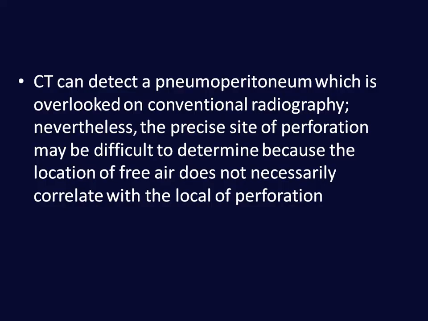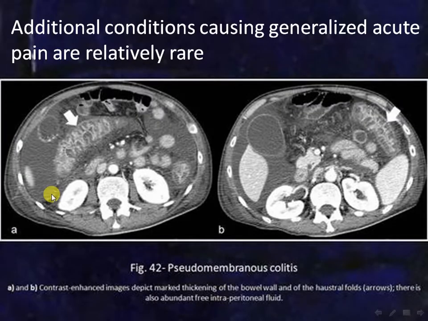CT can detect pneumoperitoneum, which is overlooked on conventional radiography. Nevertheless, the precise site of perforation may be difficult to determine because the location of free air does not correspond with the site of the perforation. It's not always where you see free air that this is the site of perforation. However, if you give oral contrast, the site of the contrast leak corresponds to the site of the perforation.